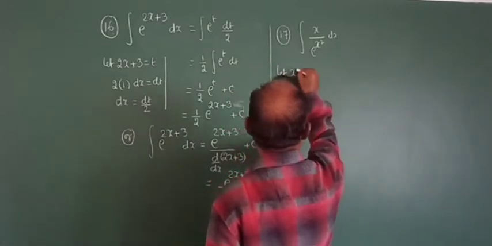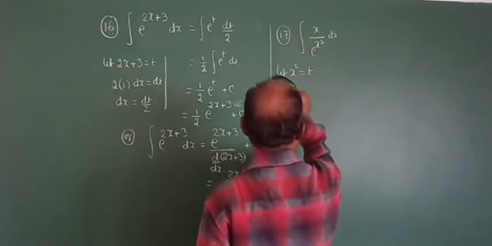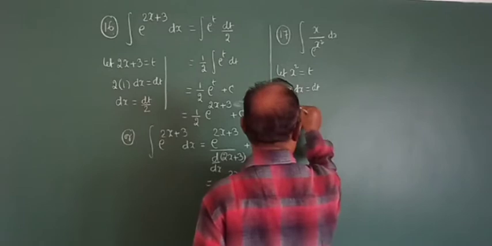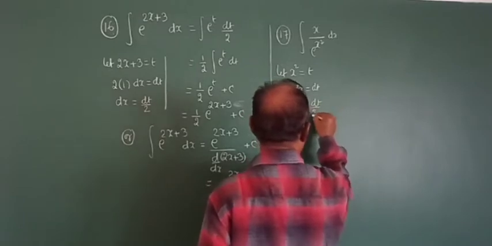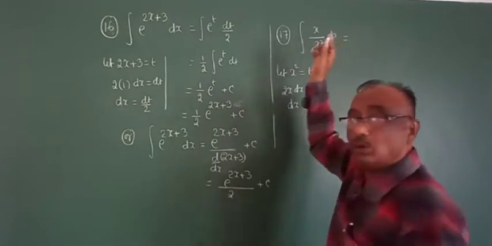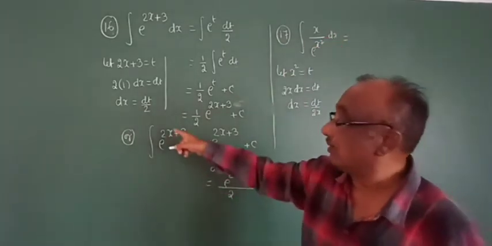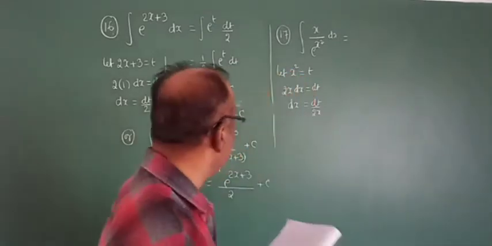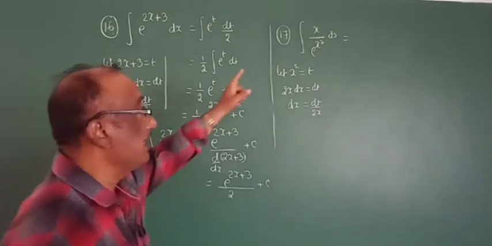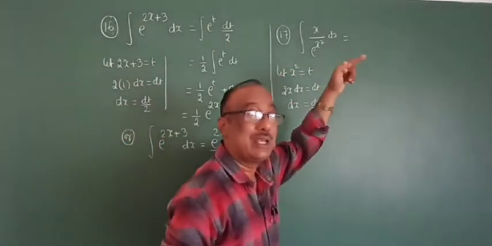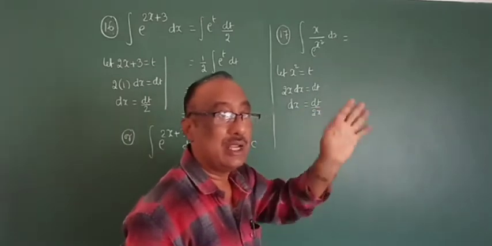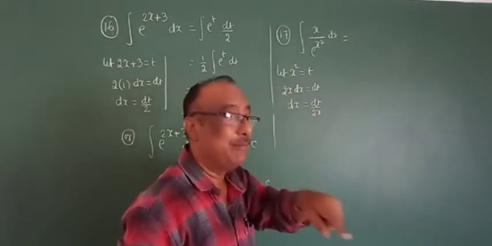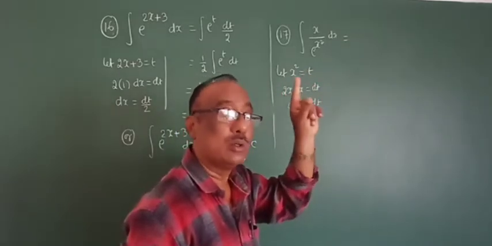Let x square equal t. 2x dx equals dt. So dx equals dt by 2x. Here, don't apply the chain rule. The chain rule applies when there is a single linear function. But x square is a quadratic function, and a quadratic function never becomes a chain rule case. Since we have its derivative, we can compulsorily apply the substitution method. Don't go through the chain rule method.